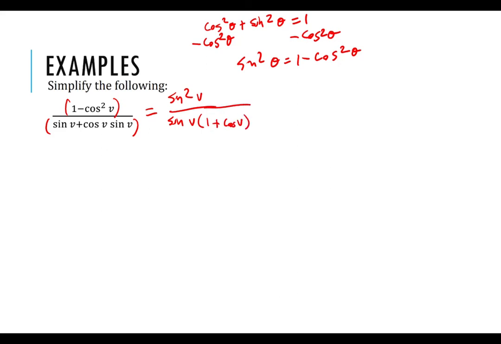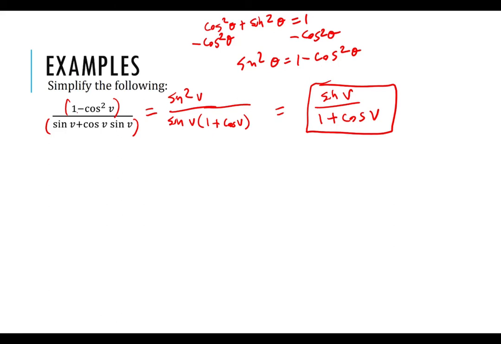And so then because I have sine squared of v divided by sine of v, one of those sines cancel. Sine divided by sine is 1. And so this is the same thing as sine of v divided by 1 plus cosine of v. And this is a perfectly good simplification. Now, I actually want to show you that there does exist another really good simplification that's very similar to this one that may or may not be better.